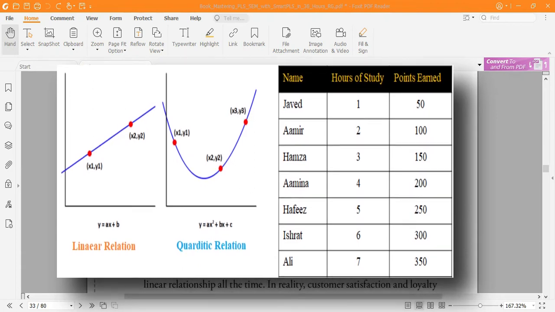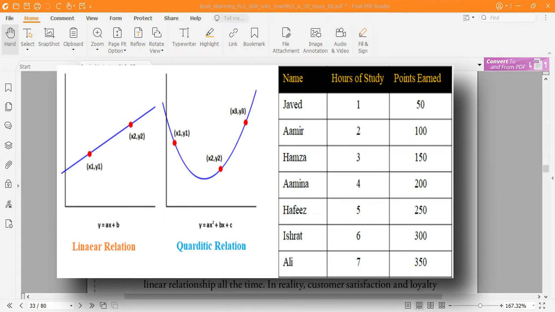For example, Mr. Javed is there. When he studies for 1 hour, he is able to get 50 marks. Mr. Hamza is there. When he studies for 3 hours, he gets 150 marks. Then Mr. Hafiz is there, and when he works for 5 hours, he is able to get 250 marks. It means that when you increase the number of hours of study, in the same way the marks are also increased. So this is called the linear relationship.